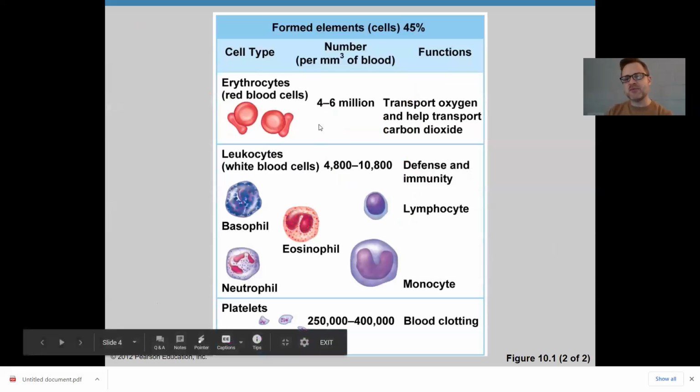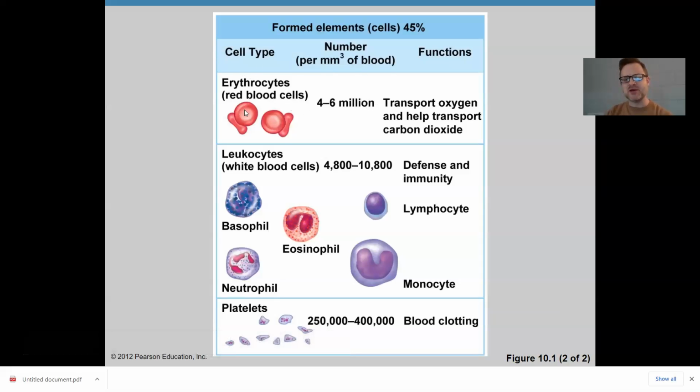So this is a diagram from the book. You don't need to have these numbers memorized. For red blood cells, this is the number per cubic millimeter of blood. So picture a millimeter, a tenth of a centimeter, as a cube. It's very, very small. There are between 4 and 6 million red blood cells per cubic millimeter. Red blood cells, we'll see in a minute, transport oxygen and carbon dioxide through your body. Leukocytes are white blood cells, with much lower numbers, between about 5 and 10,000. This is for defense and immunity, your immune system.